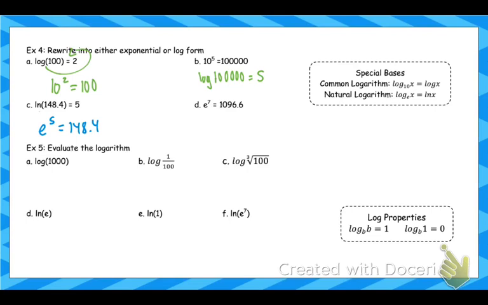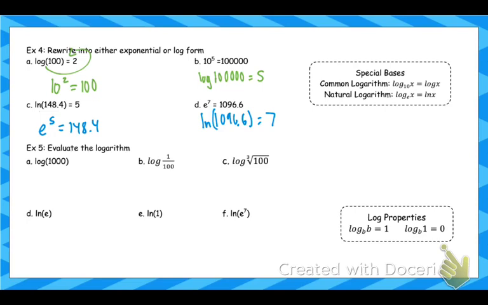If I were to go the other way, e to the something power, well, this would be log base e of 1096.6. But again, we don't write log base e. We would write ln. And that's going to equal 7. So same thing we were doing with evaluating, just looking at those special bases.